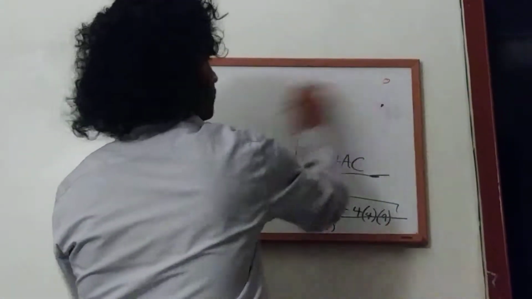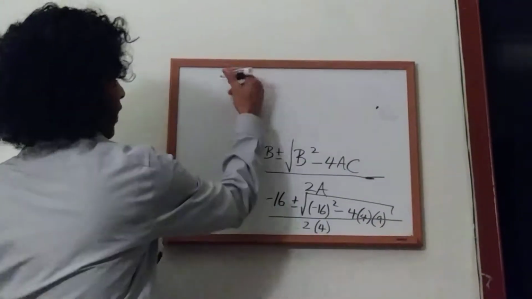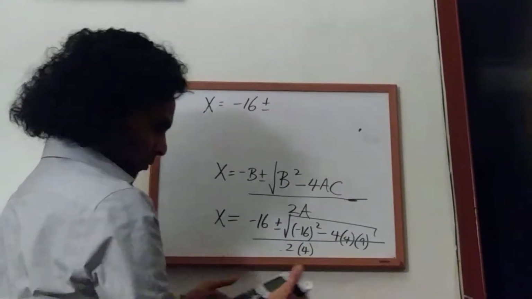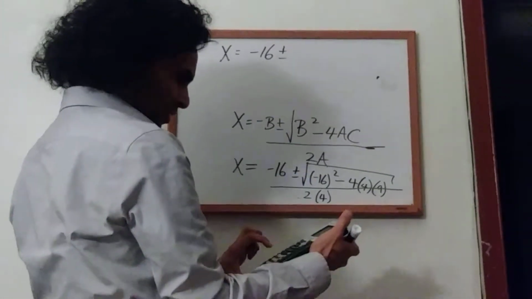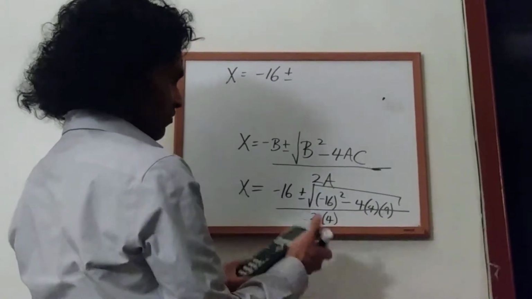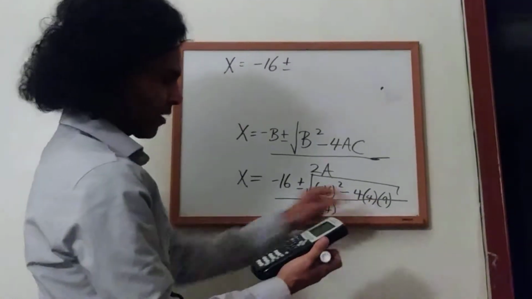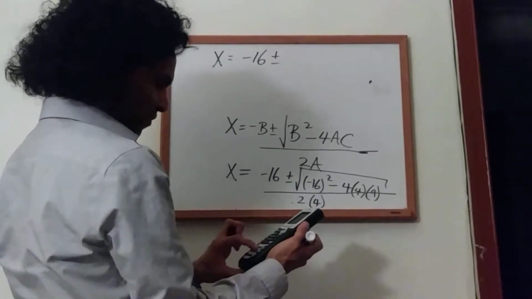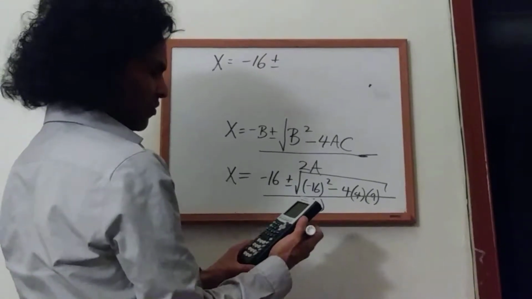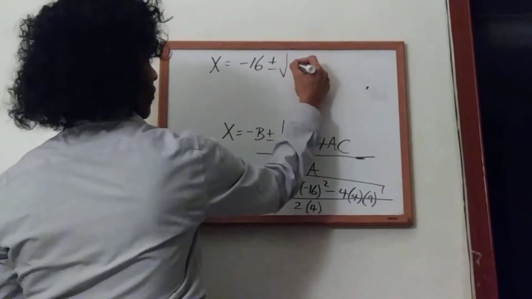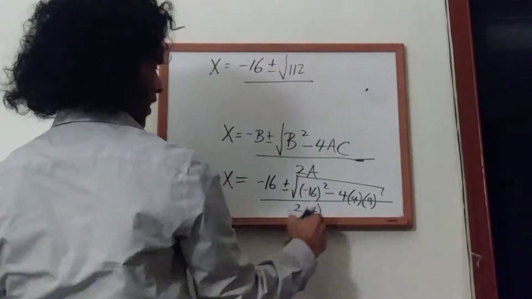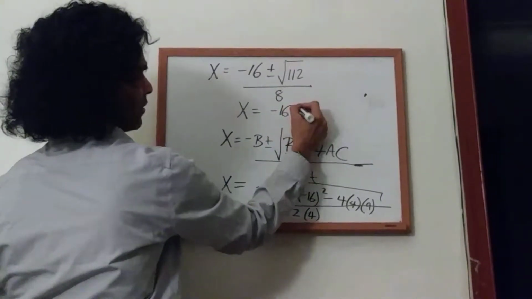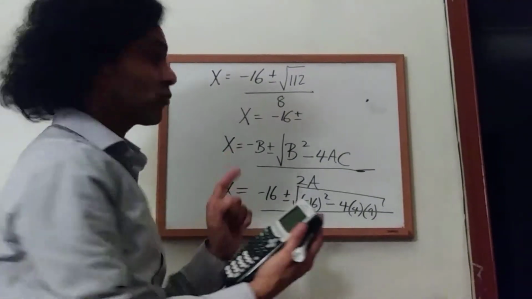I will take my calculator and I will try to work this out. So x will be equal to negative 16 plus or minus, I will do 16 squared, which is equal to 256, and I will do 4 times 9. So that's 16 times 9, and I will subtract that from 256. So I'm going to get the square root of 112, all divided by 2 times 4, which is 8.